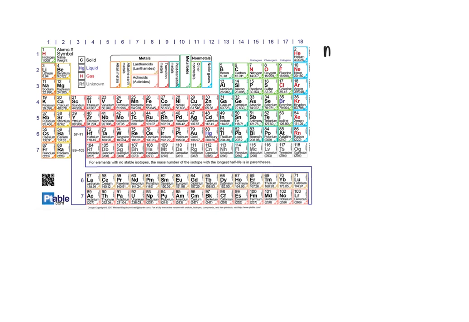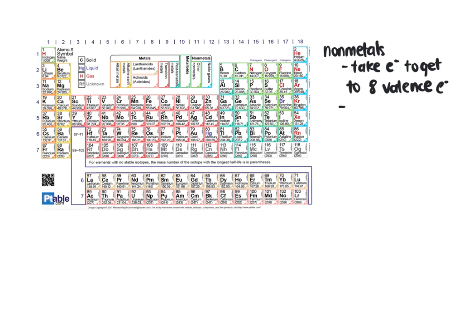Now, how about for nonmetals? So for nonmetals, you need to know this one. For nonmetals, they will take electrons to get to 8 valence, okay? So that means they will take or steal electrons from another thing just so they can have 8 valence electrons. So in this case, it becomes an anion and it is negatively charged, because it's gaining more electrons. The more electrons you get, the more negative you get.